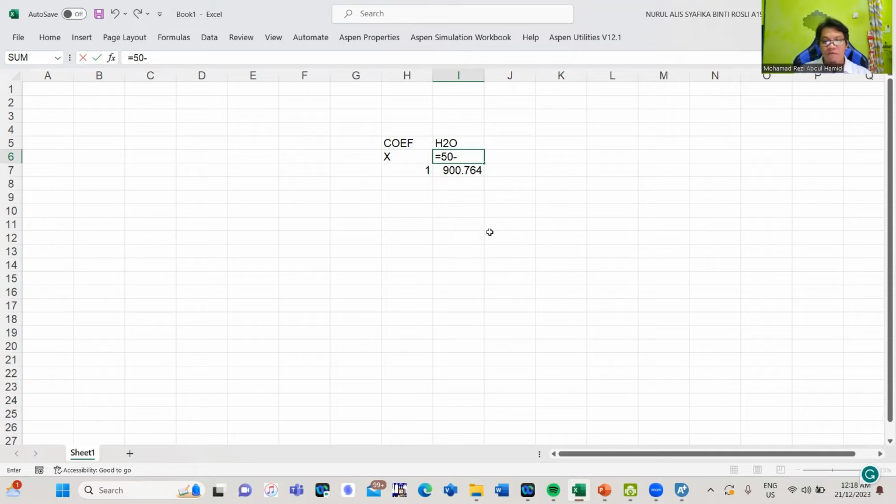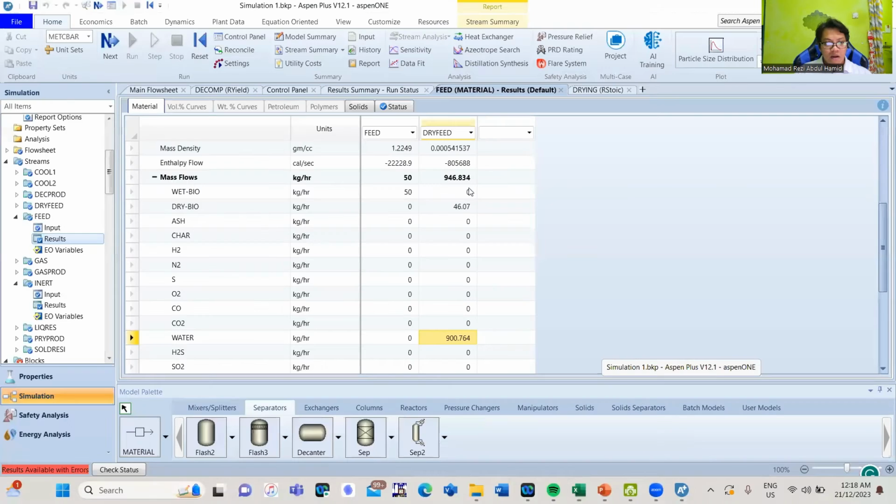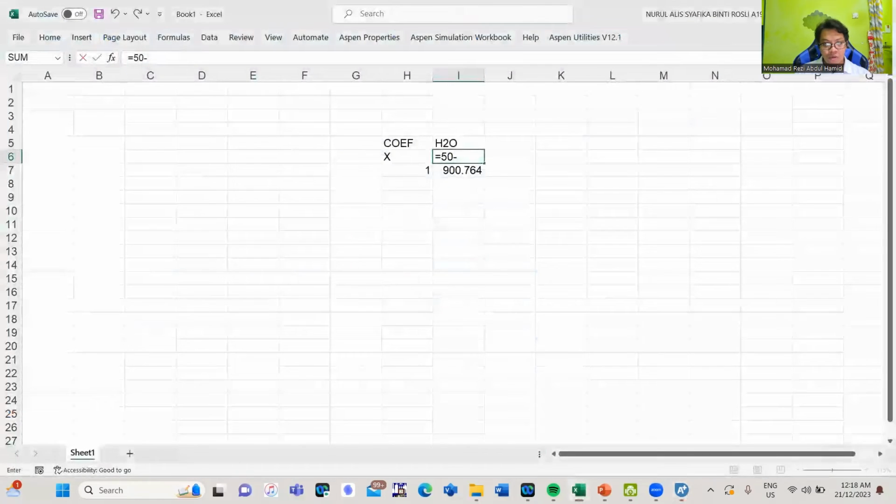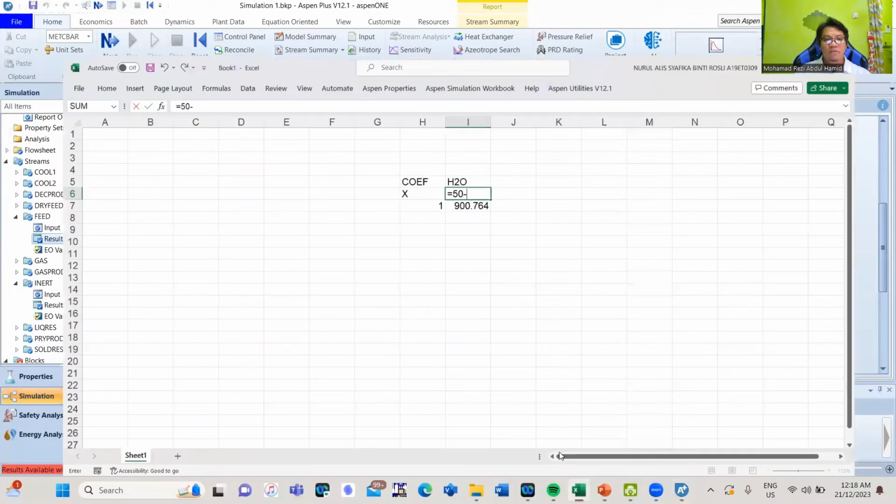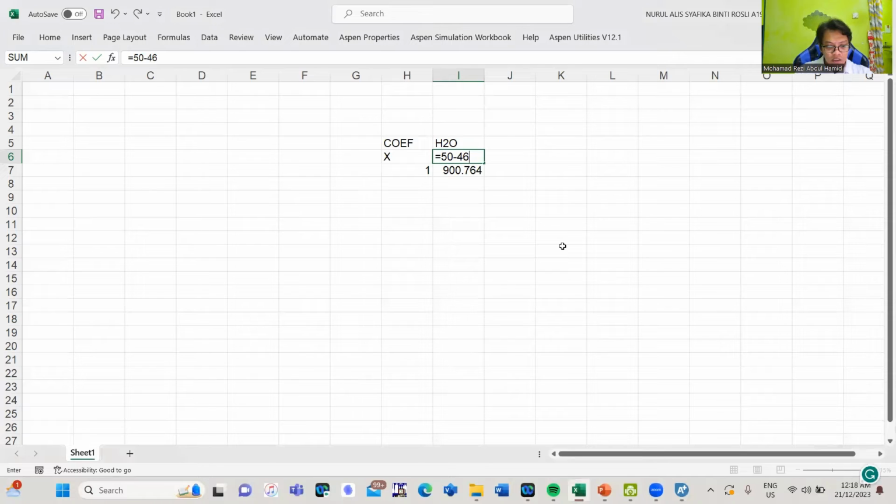50 minus, if you remember, what is the flow rate? 46.01, because 50 minus 46.07 is basically a balance. Balance should be water, right? So 46.07. So technically you should get this number.